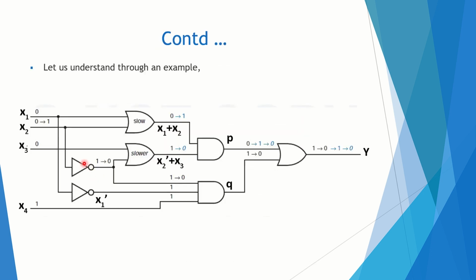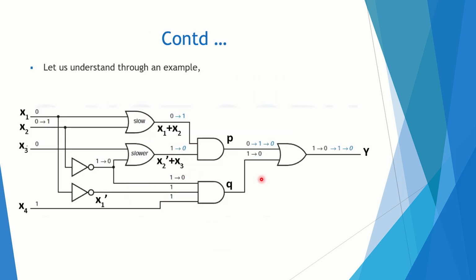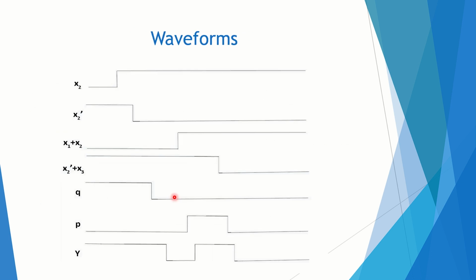Then x2 bar plus x3, that is this one. It is a slower gate, giving more delay than this gate. This is the maximum delay gate. So this is going from x2 bar plus x3, giving more delay. We can see here. And this is Q. Q is an AND operation of these 3 variables. See, this is the delay. After this delay, it comes like this.